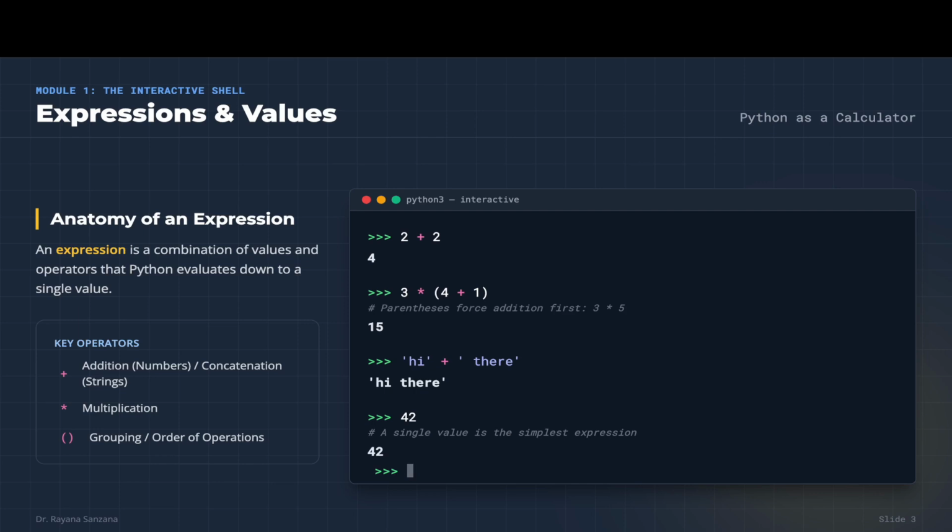"Hi" plus "there". The plus sign is smart. If you give it text, which is strings, it joins them together. This is called concatenation. 42. Even a number sitting by itself is an expression. It evaluates to itself.